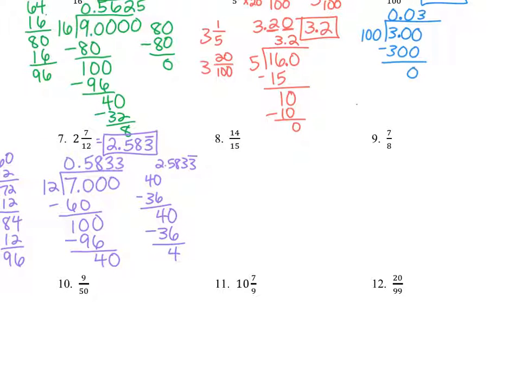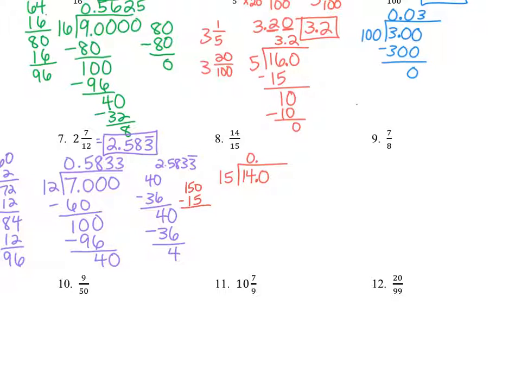Okay, number 8, 14/15. So again, 15 is not a factor of 100, so we're not going to be able to just multiply for this one. So we have to use long division. 14 divided by 15. 15 does not go into 14, so we have to go into the decimals. Now, an easy way to think about this is if we multiplied 15 times 10, that would be too much. So let's try 15 times 9. If 15 times 10 is 150, that's too much, so we take away 15.